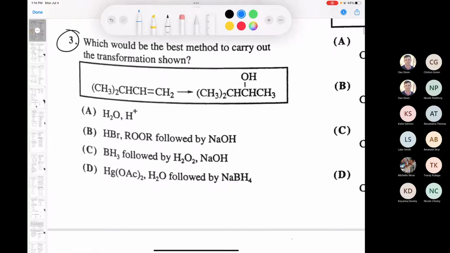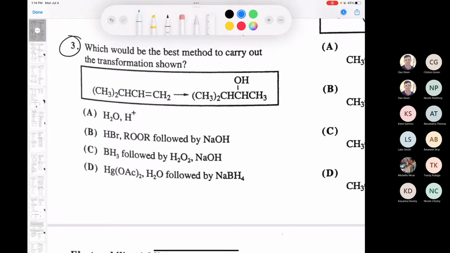Question number 3 asks, what's the best method to carry out this transformation shown here? So I have an alkene, and then I want to do a Markovnikov addition of water across that. Now, if you look at the conditions, water and aqueous acid will give you Markovnikov addition of water. HBr and peroxides will not. Borane is anti-Markovnikov addition, but we see that D also, so this is oxymercuration, demercuration. It says mercuric acetate and water, followed by sodium borohydride. That will also afford Markovnikov addition.